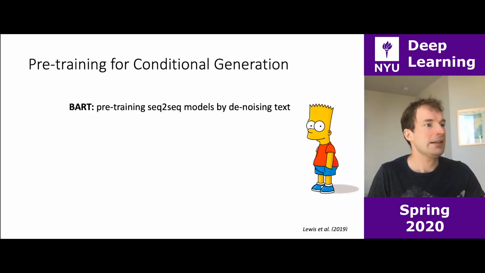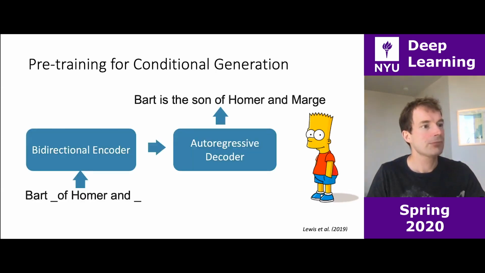These models pre-train sequence models by denoising text. The pre-training objective looks kind of like BERT. Basically, all you're going to do is take some text, corrupt it somehow by applying some kind of masking scheme, and then rather than predict fill-in-the-blanks, you feed the corrupted text into a seq-to-seq model and try to predict the complete outputs.